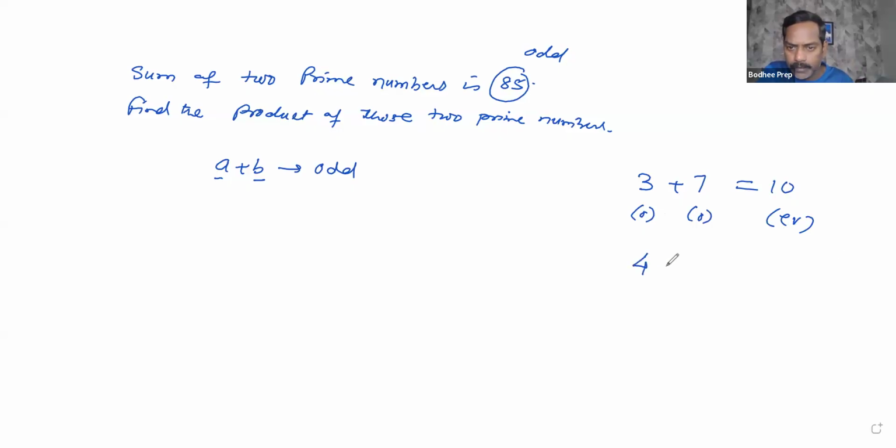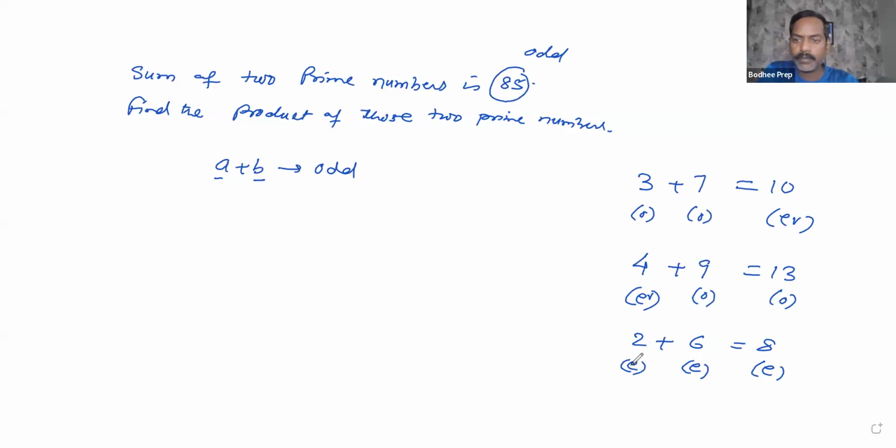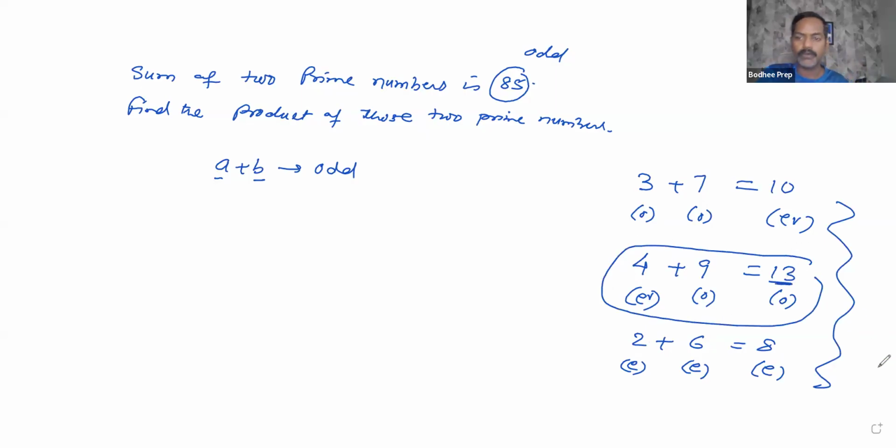If I take one of them to be even and the other to be odd, I get an odd number, because odd plus even is odd, right? If I take both to be even numbers, then the result is also an even number, correct? So observing this, the question is about the condition wherein the final value is an odd number. So A plus B is equal to 85, and both A and B have to be prime numbers. This is an odd number, so can I say one of them has to be an even number and the other has to be an odd number?